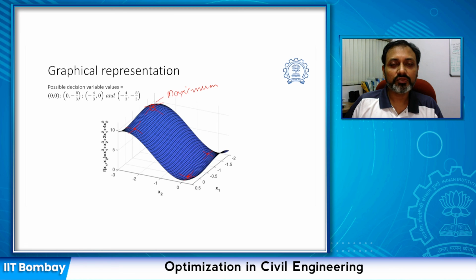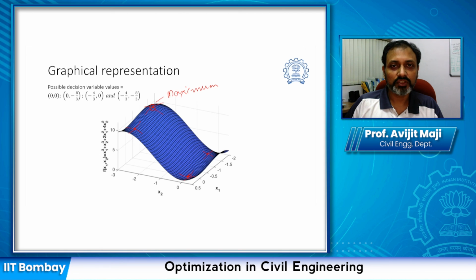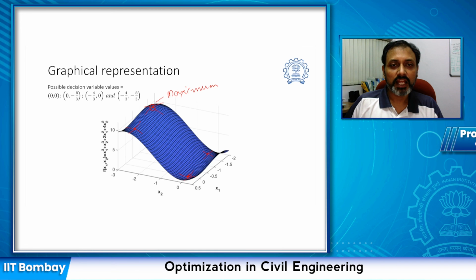Now, all this we had discussed for the objective function without any constraint. There are many instances when you have to comply with the constraints of the engineering problem. In that case, the problem will become a constrained multivariable optimization problem. And in the next class, we will start discussing the constrained multivariable optimization problem.